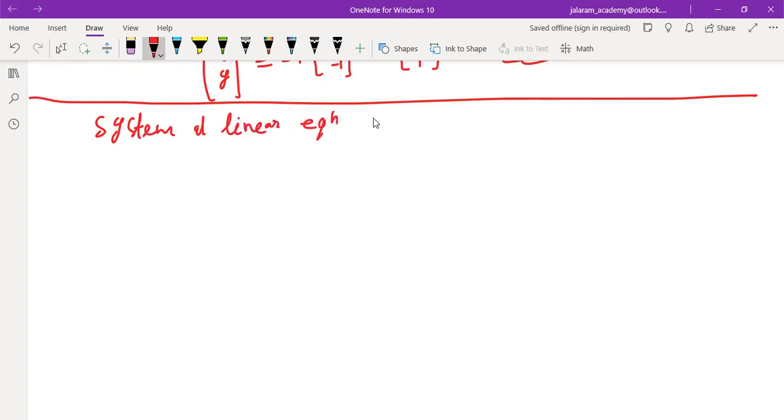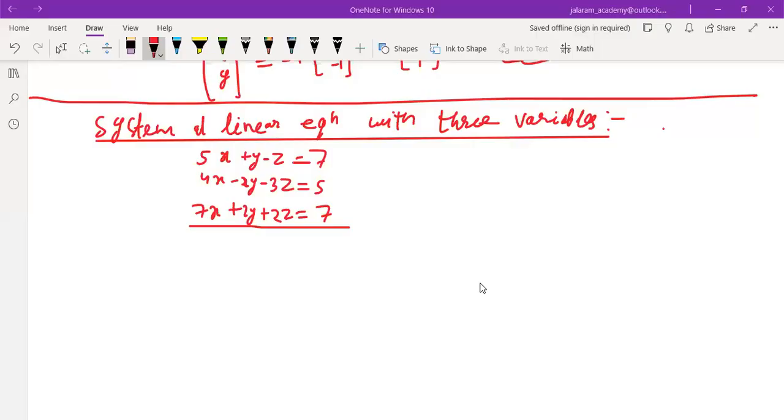System of linear equations with three variables. So how to solve the system of linear equations with three variables? So let's now solve this question involving linear equations with three variables.